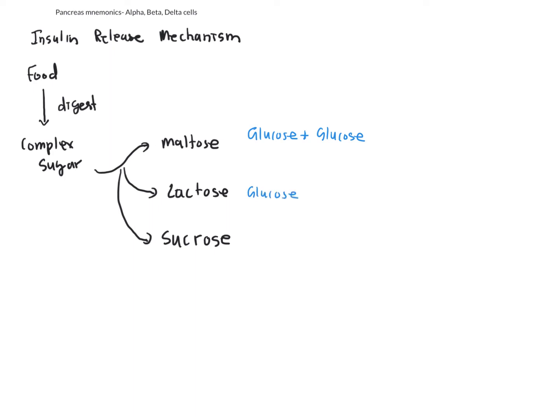The maltose is made up of glucose and glucose. Now the lactose is made of glucose plus galactose, and finally the sucrose is made up of glucose plus fructose. There's a small mnemonic that we can use to help us remember what maltose, lactose, and sucrose are made up of.